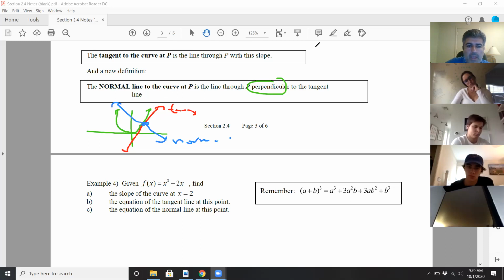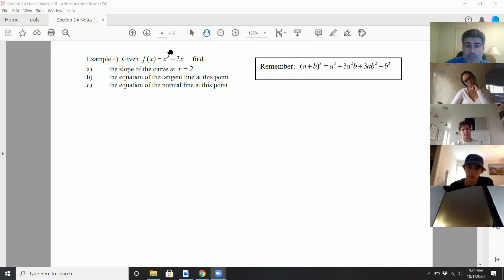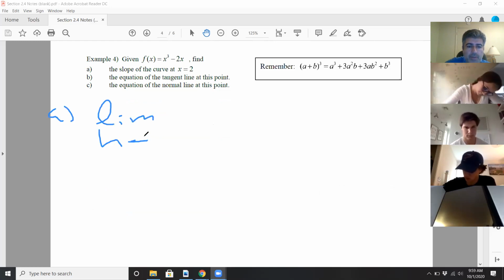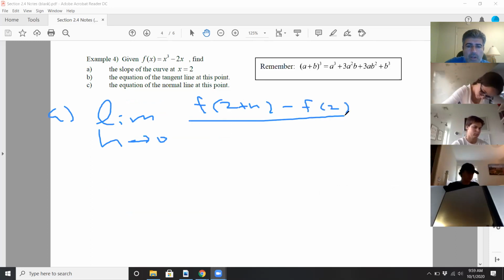Anyway, let me just quickly set this up here. You have to find the slope of the curve at x equals 2. So for part A, you're going to find the limit as h approaches 0 of f of 2 plus h minus f of 2, all over h. If you want, you could write this out, but it becomes redundant after a while. Just write h, because you know it's going to be h on the bottom anyway.